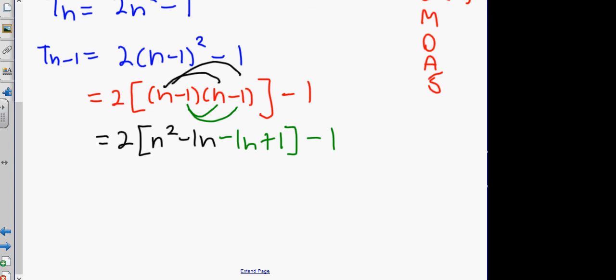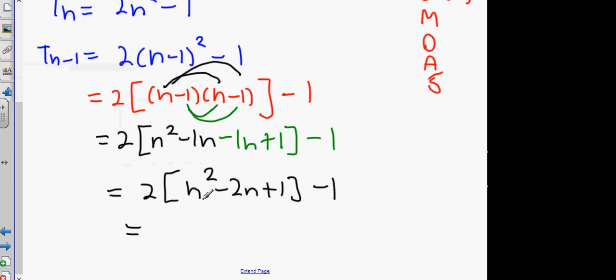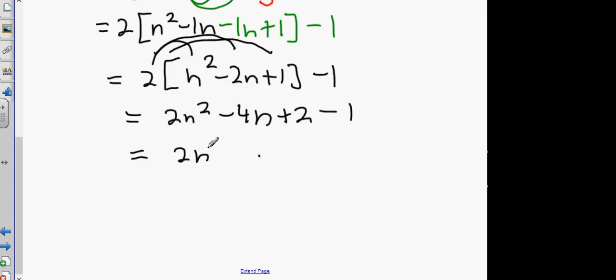Now what we got to do next is tidy up the bracket, and we're going to get n squared minus 2n plus 1 minus 1. Okay, what we're going to have next is 2 multiplied by n squared, 2n squared. 2 multiplied by minus 2n, minus 4n. 2 multiplied by plus 1 is plus 2, minus 1. Finally, it's going to turn into 2n squared minus 4n plus 1.